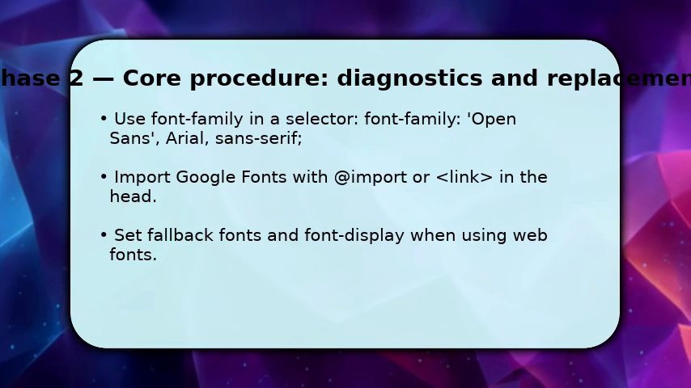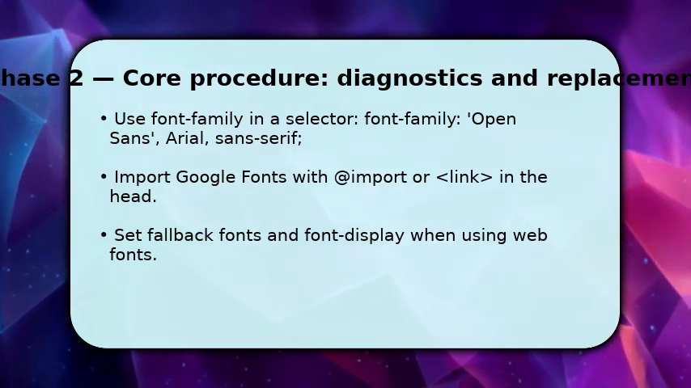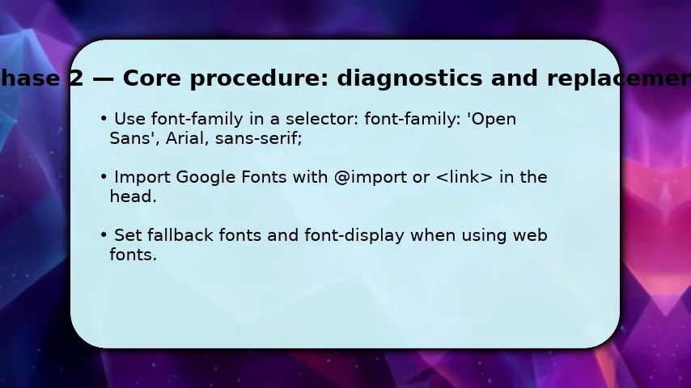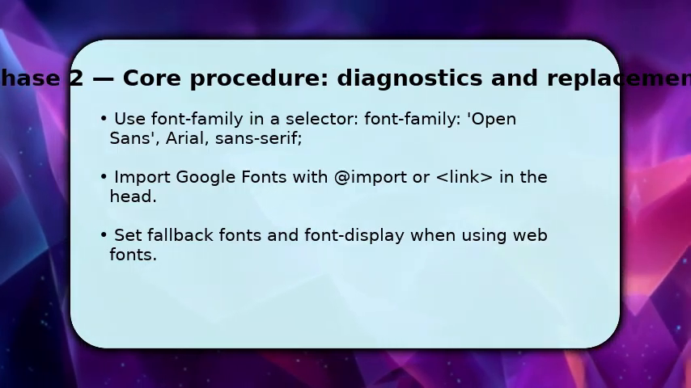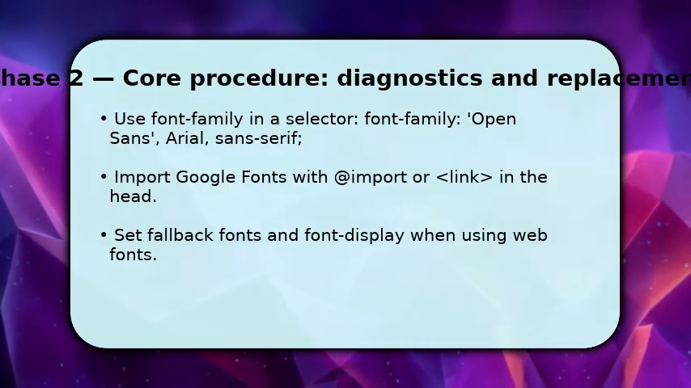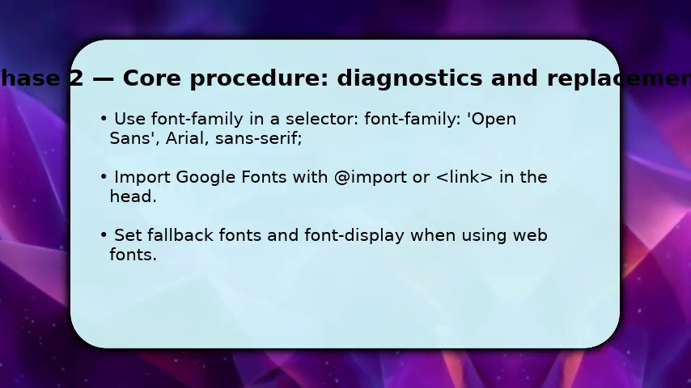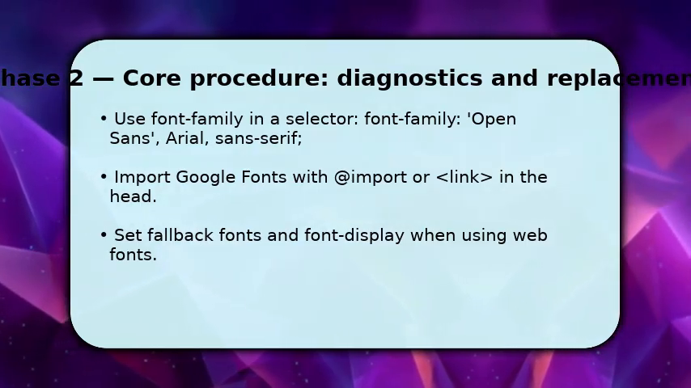Now you write the CSS rule. Choose the selector that targets the text, body, H1, or a class, then add font family with your preferred fonts and fallbacks. If using a Google font, insert the link or add import at the top of your CSS and include font display for performance. You can also set font weight and font style to control variations.